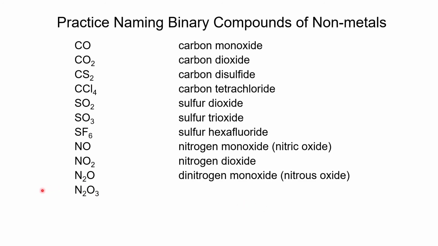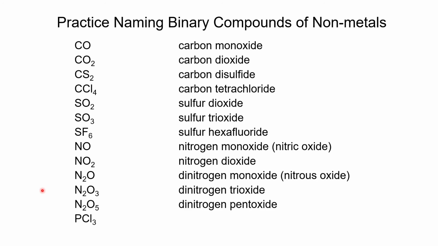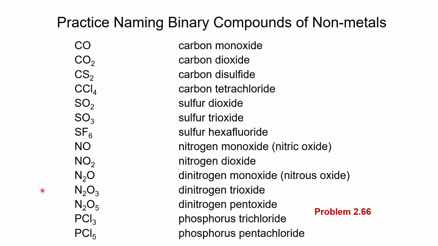N2O3, that one is dinitrogen trioxide. And I don't know of any common uses for that. N2O5, that is dinitrogen pentoxide. If you take N2O5 and dissolve it in water, you will get nitric acid. And then PCl3, that is phosphorus trichloride. And then our final one is PCl5, and that is phosphorus pentachloride. So we're going to do our last problem, number 66, on the in-class assignment.